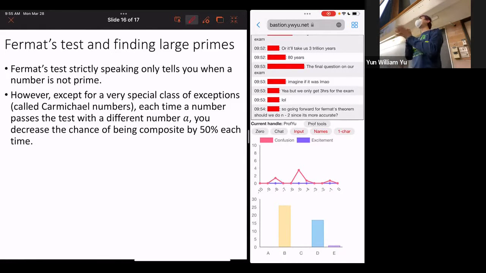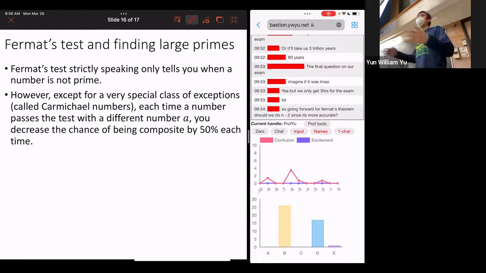Except for these Carmichael numbers, each time a number passes the test with a different number A, you decrease the chance of it being composite by 50%. Each time it passes the test, it's sort of like doing a coin flip. If you pass the test once, there's probably a 50% chance that you are actually prime.